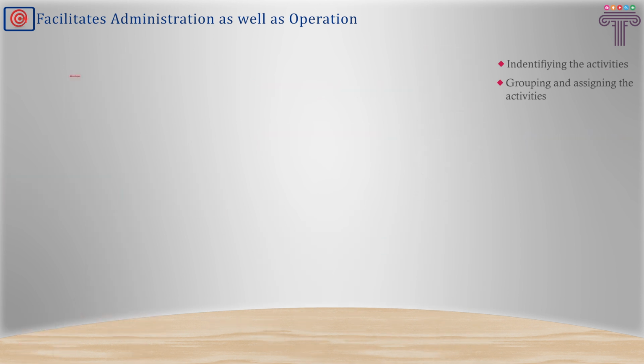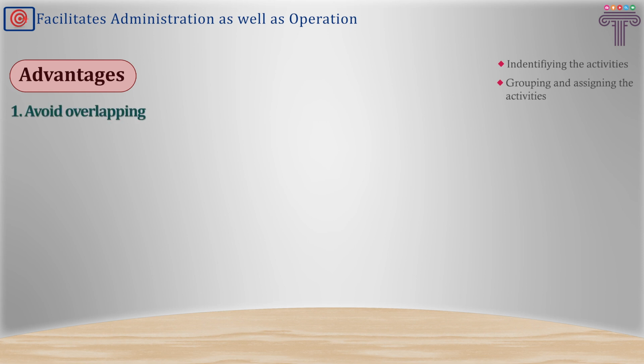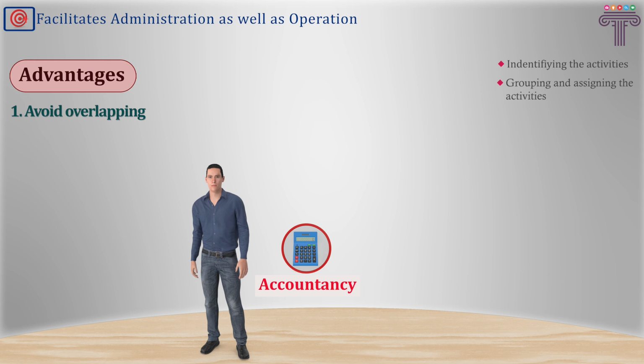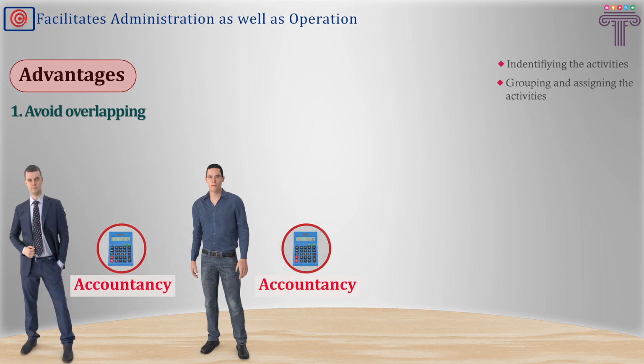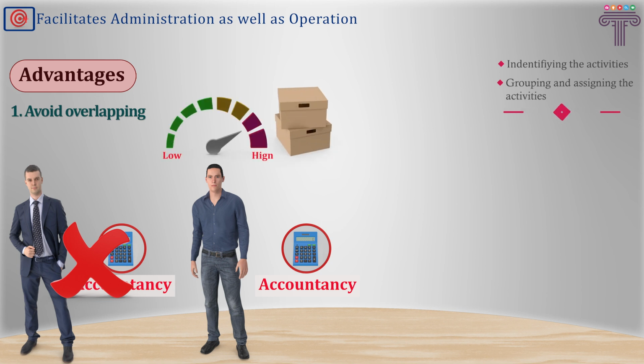Now, what are the advantages of this organizing? See, one of the finest advantages of organizing is it avoids overlapping. Since I understand that a specific task is given to a specific department, I will not assign that task to another department. So automatically doing the same task by two departments is avoided. So overlapping of work, repetition of the work has been avoided. In fact, that also improves the efficiency and output of the organization.